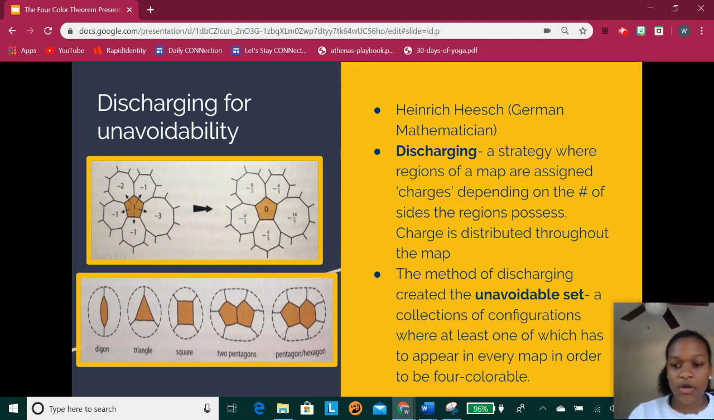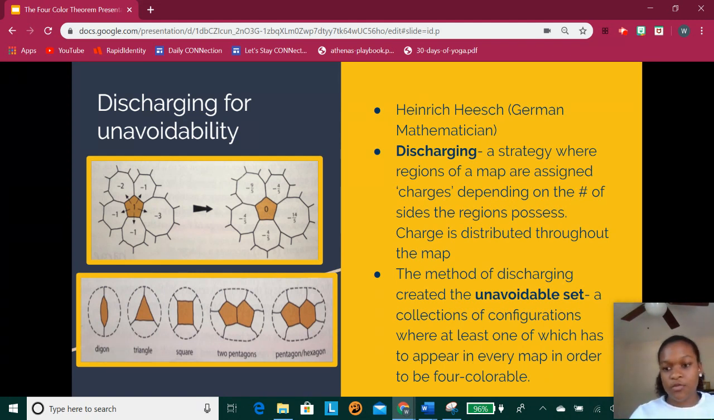The reason why the discharging method is so important is because this method created an unavoidable set, which is a collection of configurations where at least one of which has to appear in every map in order to be four-colorable. The unavoidable set is seen in the second photo. So every map has to include at least one digon or triangle or square or 2 adjacent pentagons or a pentagon adjacent to a hexagon.